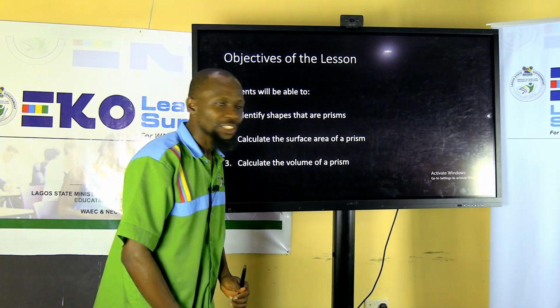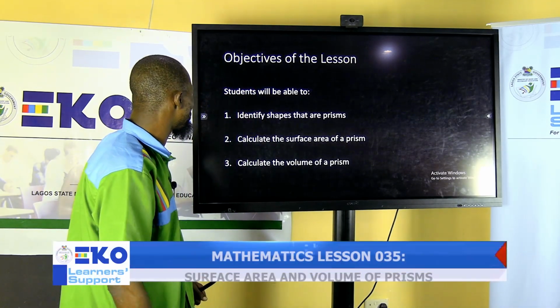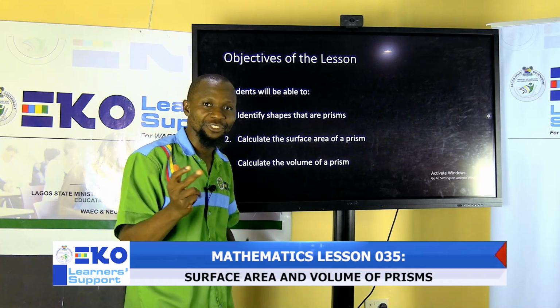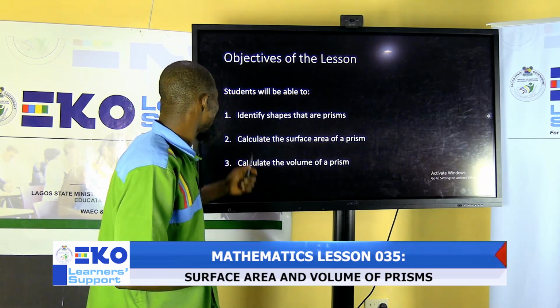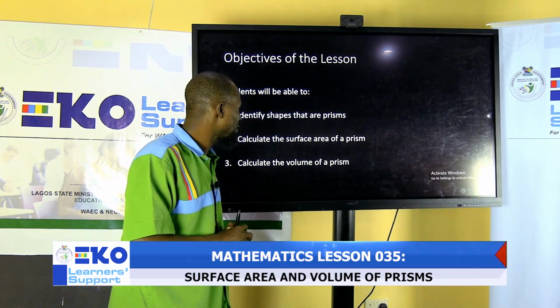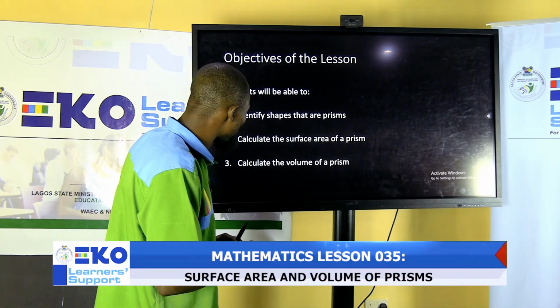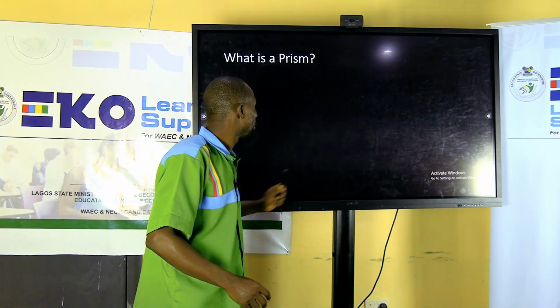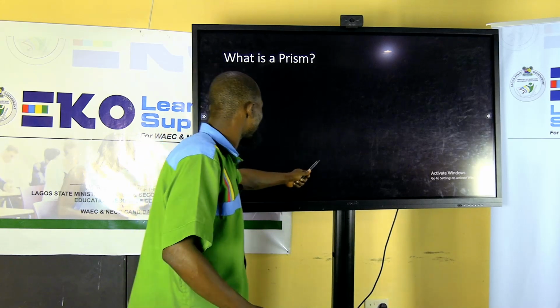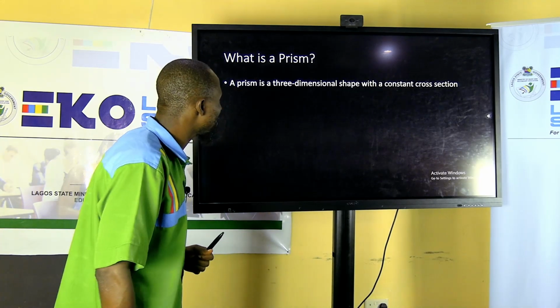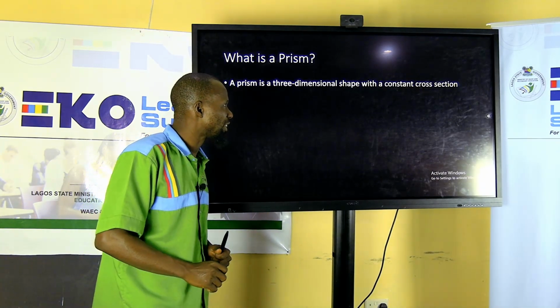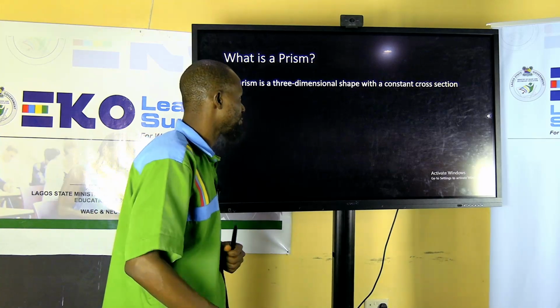The objective of the lesson: students will be able to identify shapes that are prisms, then at the same time calculate the surface area of a prism and as well calculate the volume of a prism. All right, so what's a prism? A prism is a three-dimensional shape with a constant cross-section.